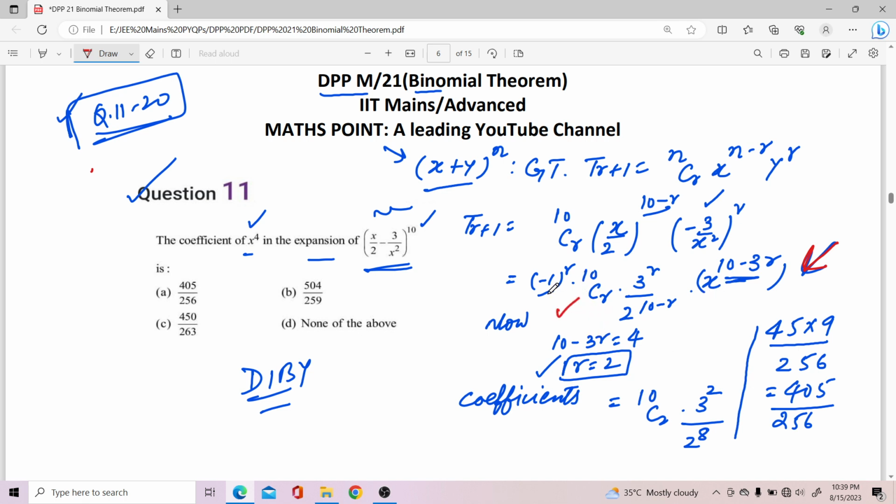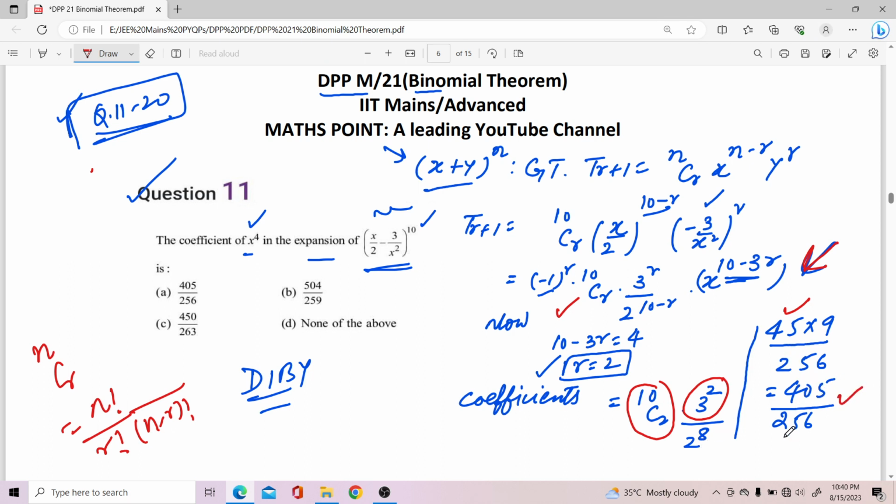So what will we get? Minus 1 raised to 2 will be positive. So 10Cr, that is 10C2, with r equal to 2, will be 3 raised to 2 upon 2 raised to 8. If we calculate 10C2, you will get 45. You know what nCr is: n factorial upon r factorial into (n minus r) factorial. So we have calculated 10C2 with this formula. We will get 45 into 3 raised to 2, which is 9, upon 2 raised to 8, that is 256. So we have calculated this: 405 upon 256.